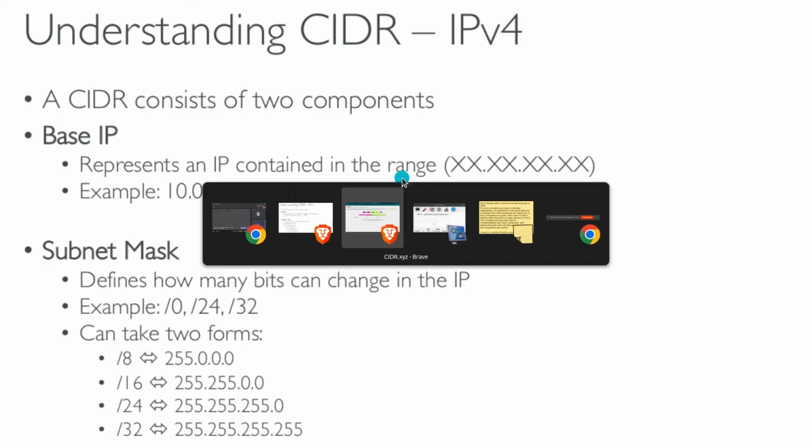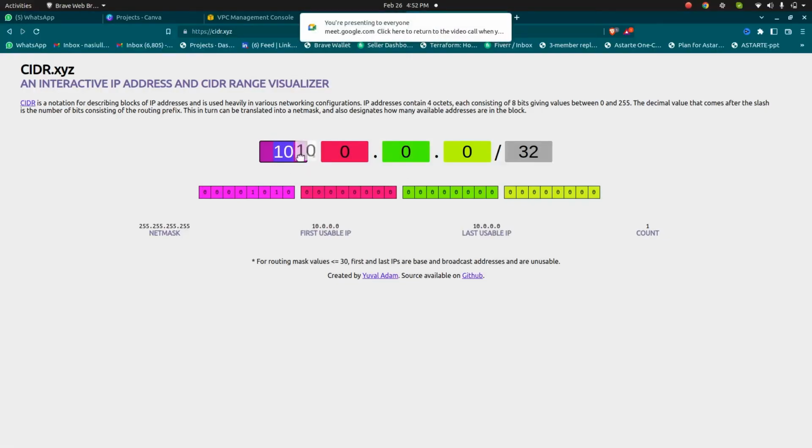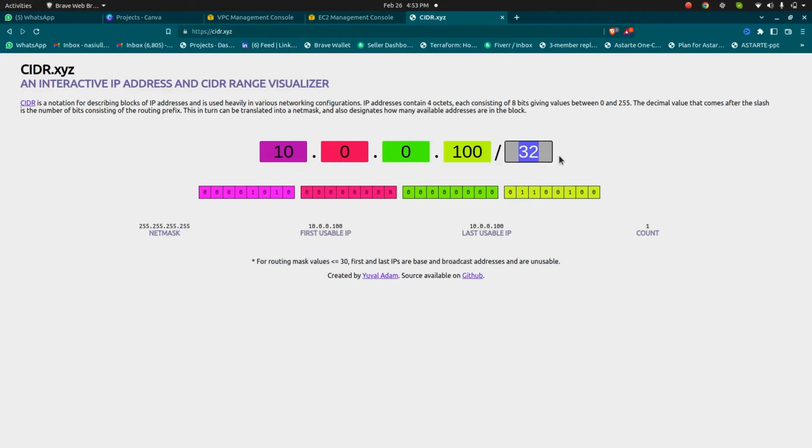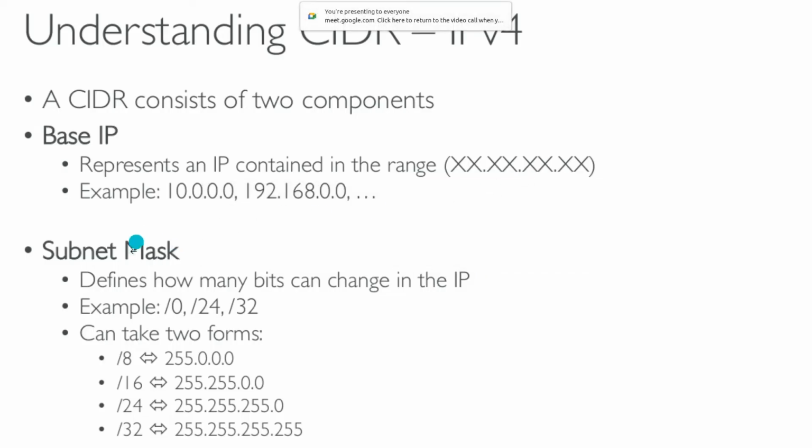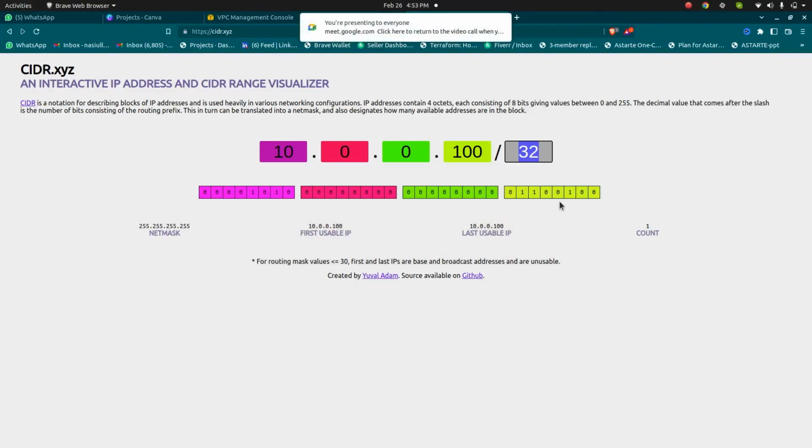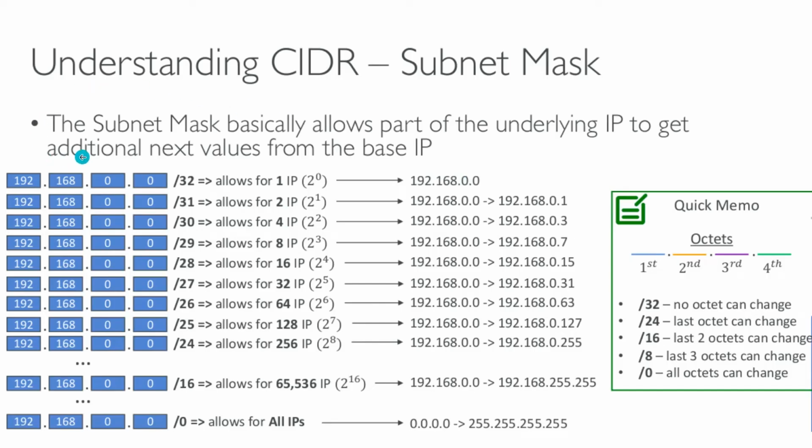10.0.0.0, 192.168.0.0, 172.16.0.0, it can be anything. So if I show you this here, this part, 10.0.0.100/32. Here you have the base IP, and after the slash you have the subnet mask. The subnet mask will define how many IPs can be given. So if I do slash 32, you get one IP. If I do slash 20, you get 4000 IPs, and you can also see the range here. So yeah, that looks good.